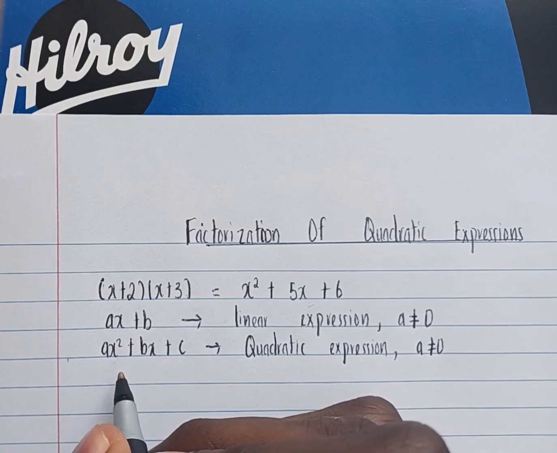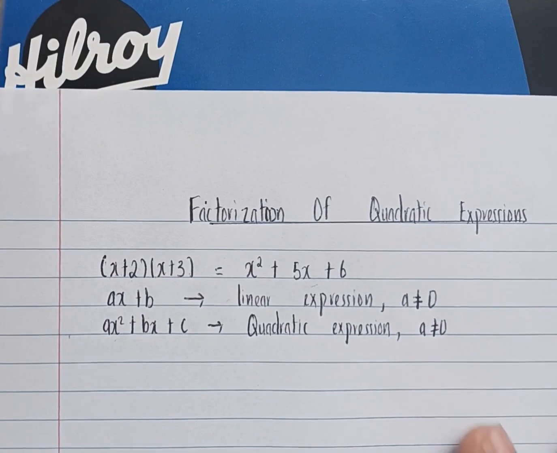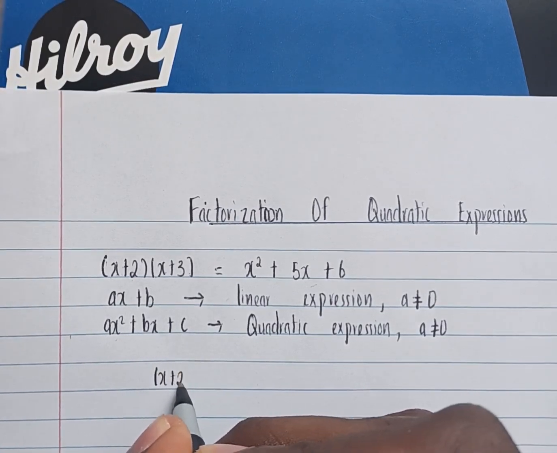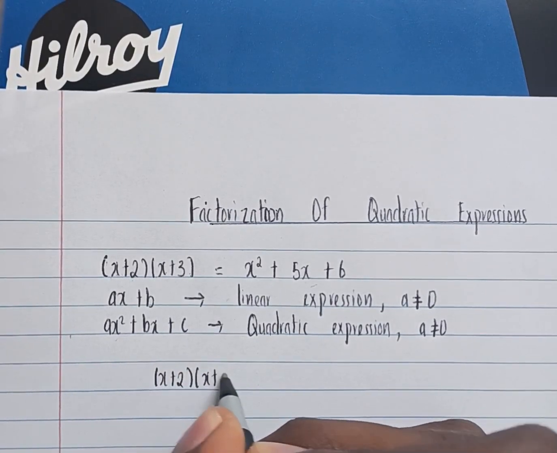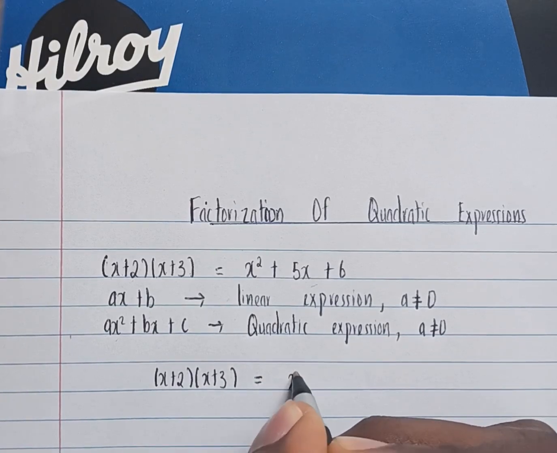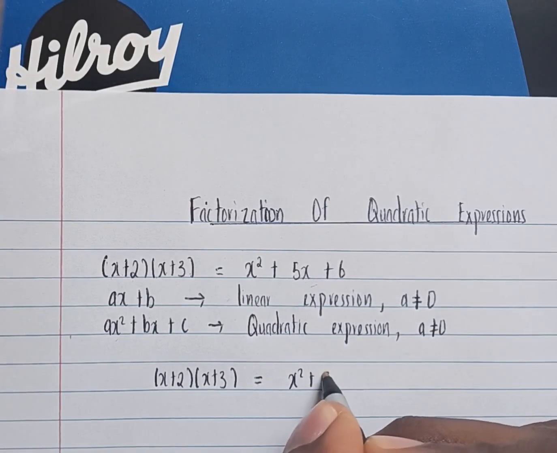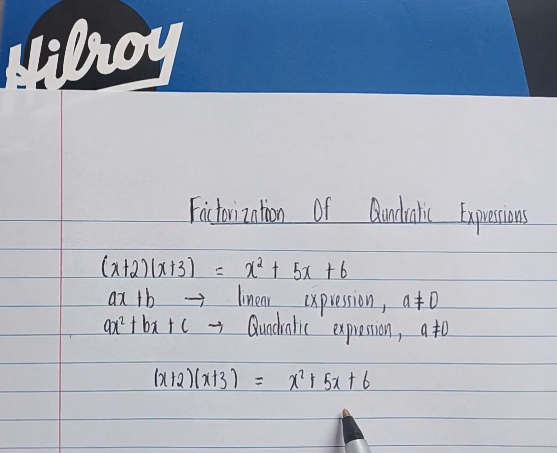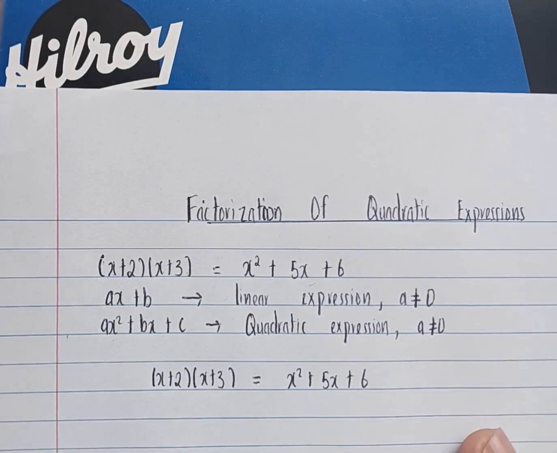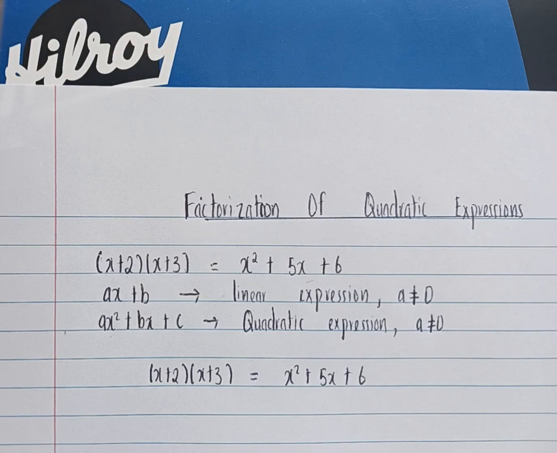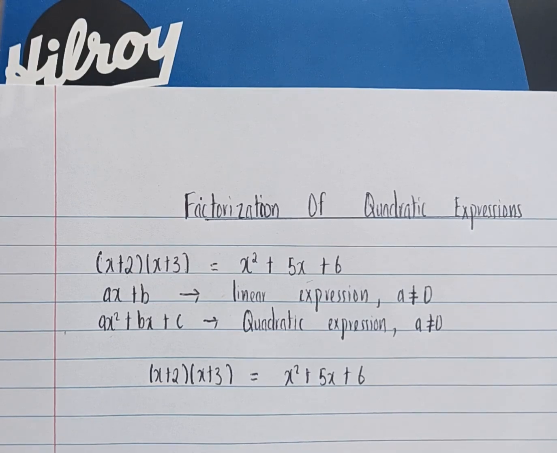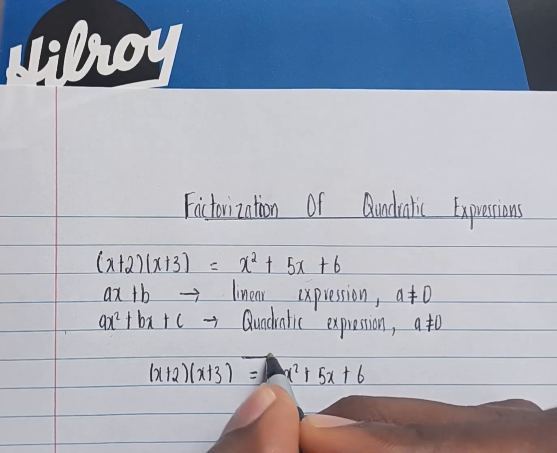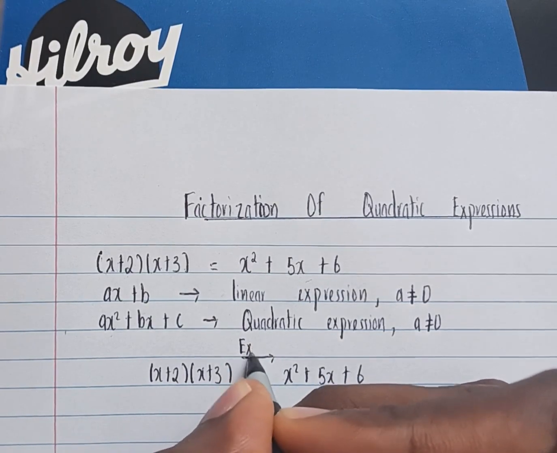So x plus 2 times x plus 3 gives x squared plus 5x plus 6. We saw this in our previous videos. For those of you who haven't watched yet, I'll put the link in the description, so you're free to watch. Moving from here to here is known as expansion.